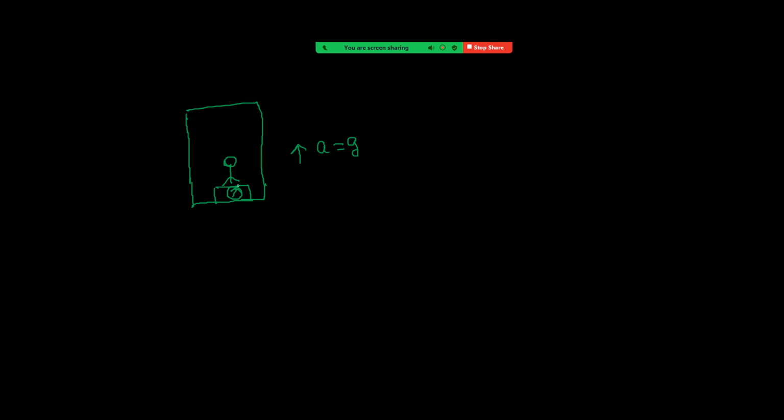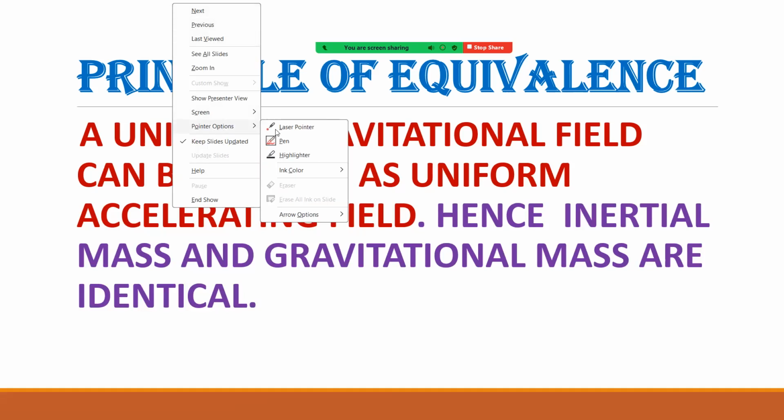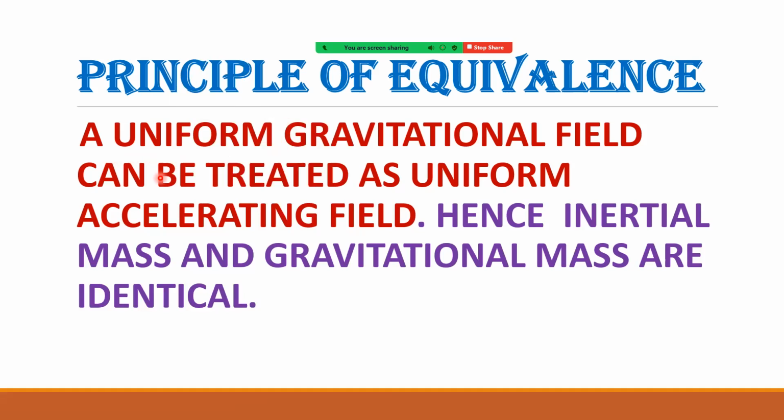Now in the second case, no gravity, but the lift is having acceleration equal to g. Again, the weighing machine shows the same reading. That means first case: no acceleration, only gravity. Second case: no gravity, but only acceleration. Now both are identical. This is what we call the principle of equivalence. So in both cases, we are going to get the same reading. That means inertial mass and gravitational mass are identical. So a uniform gravitational field can be treated as a uniform accelerating field. That means we have taken the lift having acceleration upwards, right? That is the meaning of this statement.